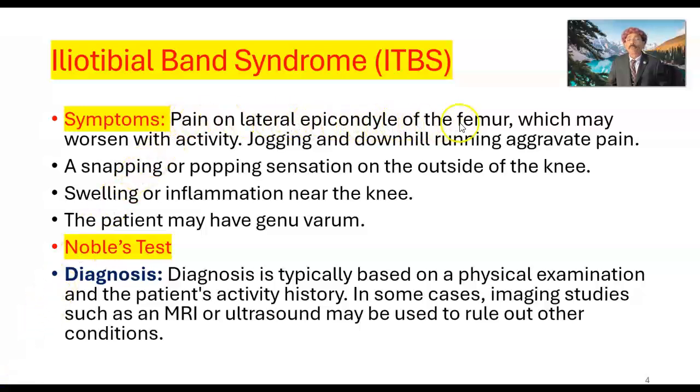Symptoms: pain on the lateral epicondyle of the femur, which may worsen with activity. Jogging and downhill running aggravate pain. A snapping or popping sensation on the outside of the knee. Swelling or inflammation near the knee. Patient may have genu varum. That may lead to the lower limb being in a pronated position, a little bit medially directed, so that the iliotibial band comes in friction with the lateral condyle.